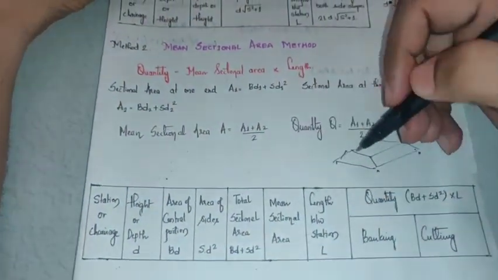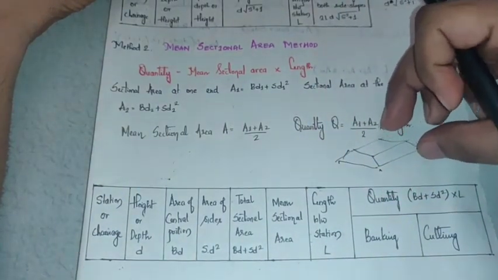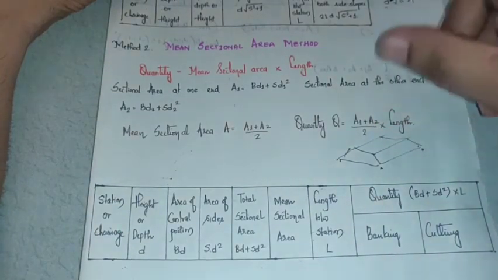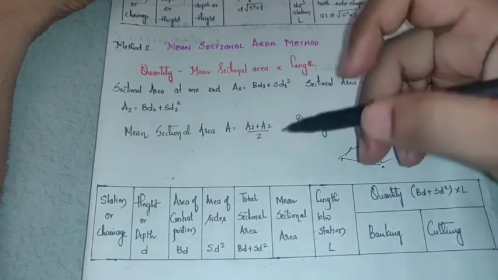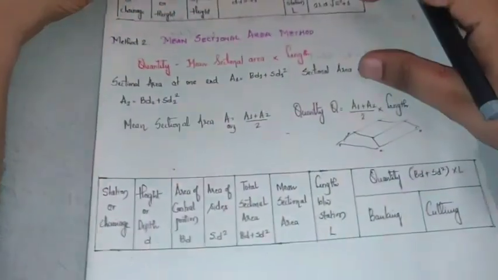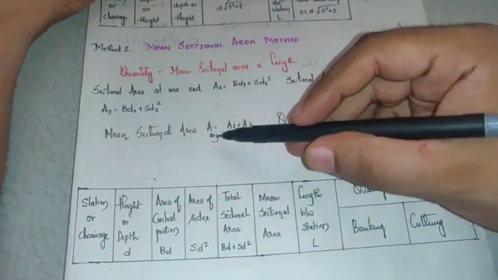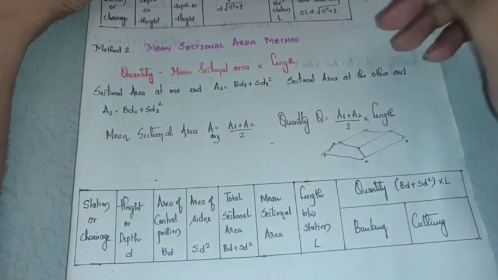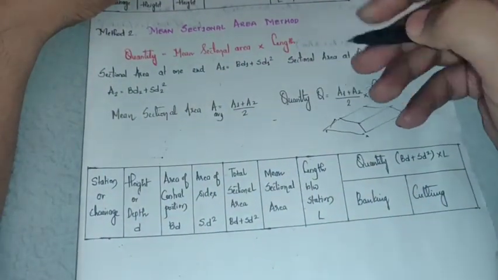So A1 is B into D1 plus S D1 square. Similarly, at the second point, A2 is B into D2 plus S D2 square. So you got area A1 and area A2. If you divide A1 plus A2 by 2, you will get the average area. This average area is with respect to one chain edge length. Similarly, you have to do this for the number of chain edges given. So the quantity will be A1 plus A2 by 2, or A average, into length.